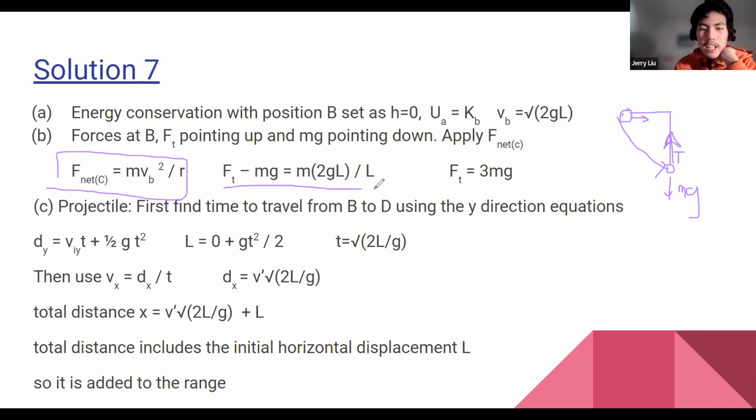So you can just say that Ft minus mg, which is F net, equals mv squared. V squared is 2gl, and then over L, because here R is L. Cancel the L's. So Ft minus mg equals 2mg. Move the mg over, so you get Ft equals 3mg.